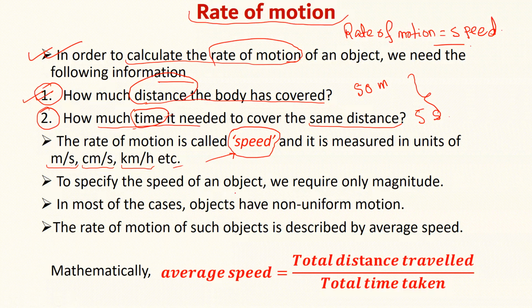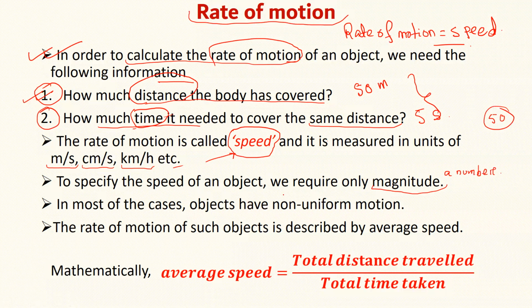To specify the speed of an object, we require only the magnitude. Magnitude means a number. What is magnitude? Magnitude is a number. For example, how many students are in a given class? Maybe your answer is 50. So 50 is the magnitude.